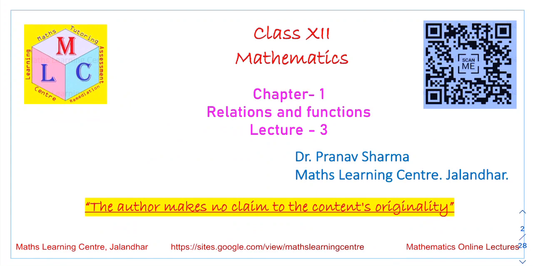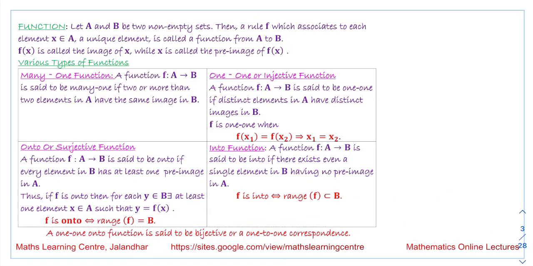Next we are going to start the next lecture, lecture 3 of chapter 1, class 12th mathematics, relations and functions. So we know the definition of the function. We are given two non-empty sets A and B. Then a rule f which associates to each element x of A a unique element from B is called a function from A to B.